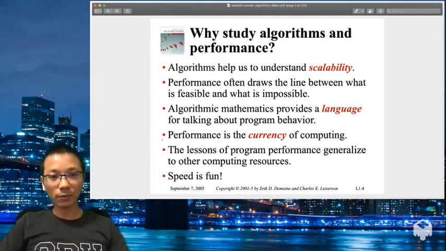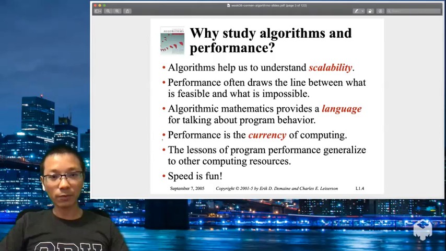So we always talk about the behavior when the input size is small, fine. It doesn't matter how performant your algorithm is, you're probably going to be able to cope with it. But if the input size is huge, as it grows, can your algorithm scale with it? So the performance we're talking about is essentially the currency of computing.